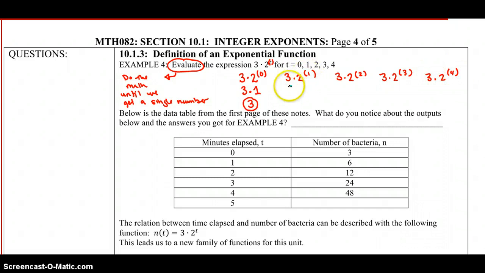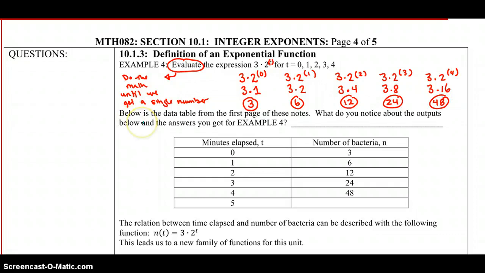So 2 to the first power is 2. Again, exponents happen before the multiplication, and 3 times 2 gives us 6. 2 squared is 2 times 2, is 4, so 3 times 4 we get 12. 2 cubed means we have 3 factors of 2 all being multiplied together, so 2 times 2 times 2, which is 8, and 3 times 8 is 24. And finally 2 to the 4th, so 4 factors of 2 all multiplied together, so we have 2 times 2 times 2 times 2, which is 16, and 3 times 16 is 48.